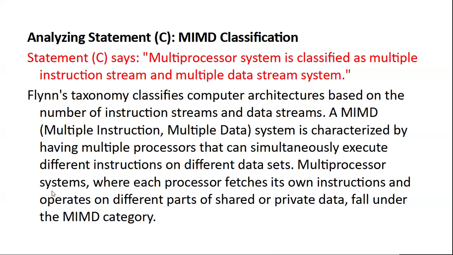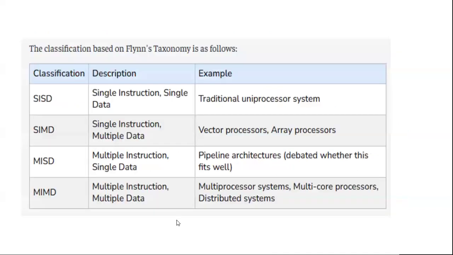Okay. A multiple processor system where each processor fetches its own instructions and operates on different parts of shared or private data falls under the MIMD category. Next, this is a short description of Flynn's taxonomy. In this, we can see four types of classification: SISD, SIMD, MISD, MIMD.